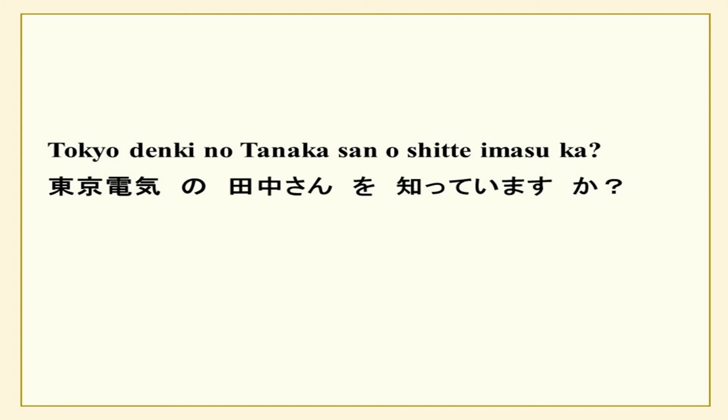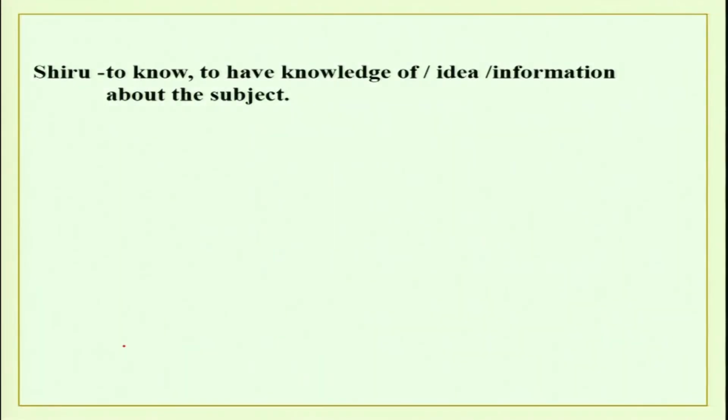So, if you know him, you can say, hi, shitteimasu, or if you do not know, you will say, iie, shirimasen, that I do not know him. It is not about understanding, it is about whether you know something or not, do you have any information about it or not. So, shiru, to know, to have knowledge of, idea, information about the subject.